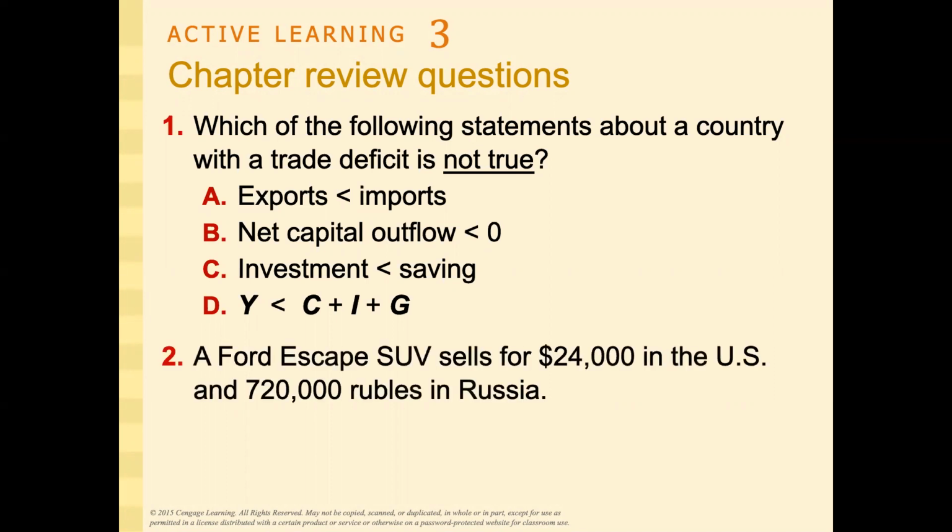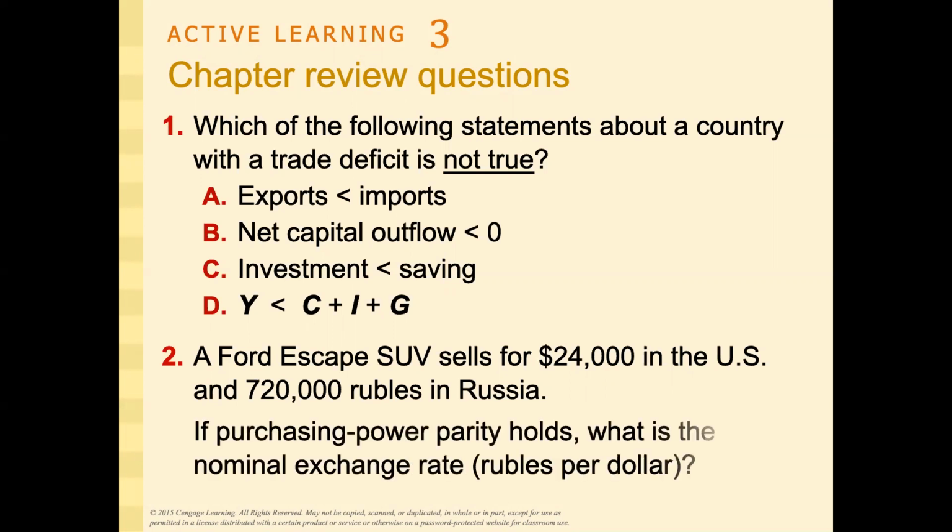The Ford Escape SUV sells for $24,000 in the United States and 720,000 rubles in Russia. If the purchasing power parity holds true, what is the nominal exchange rate in rubles?